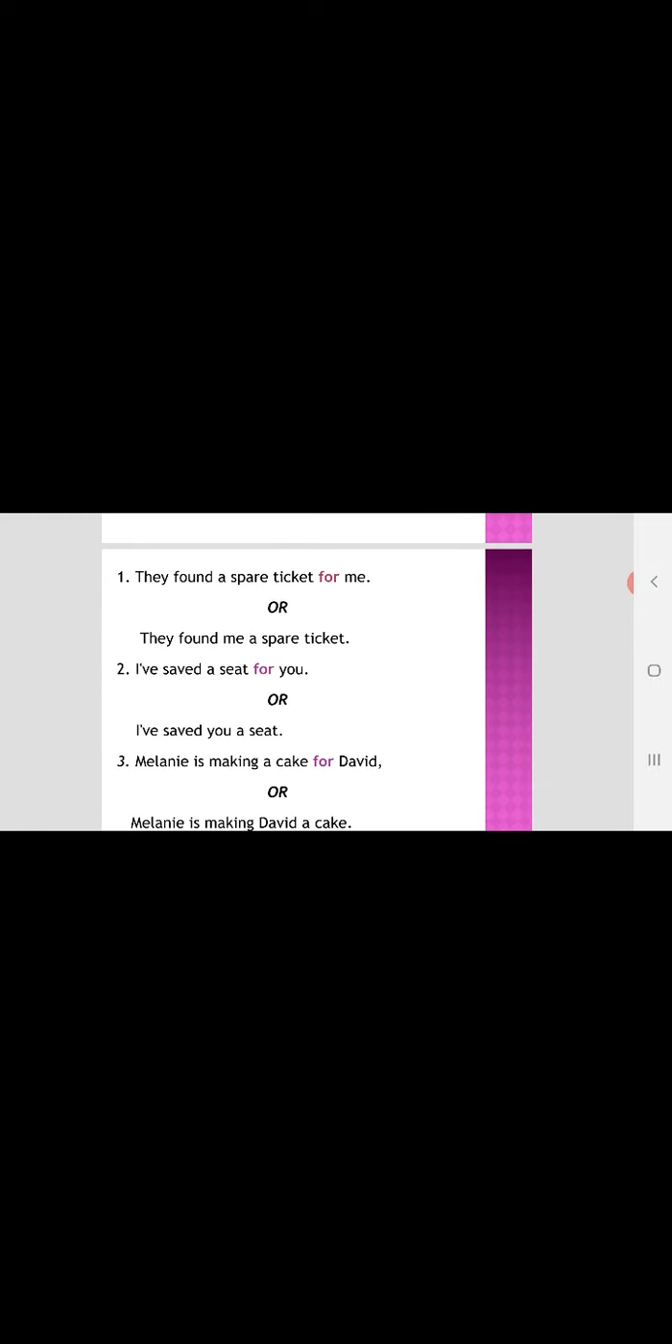They found a spare ticket for me, or they found me a spare ticket. I have saved a seat for you. I have saved you a seat. Malini is making a cake for David. Malini is making David a cake. So we give something to someone and we buy or we do something for someone. If we are giving, then we will use to. If we are doing or we are buying something, then we will use for.